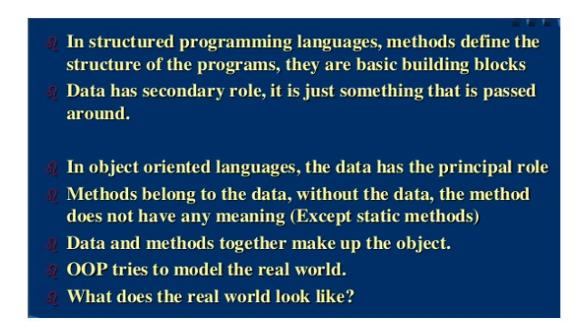Methods belong to the data. Without data, the method does not have any meaning. There are some exceptions, which are nothing but static methods. Data and methods together make up the objects. Object-oriented programming tries to model the real world. Now, what does the real world look like? We will see with the help of examples in the next slide.